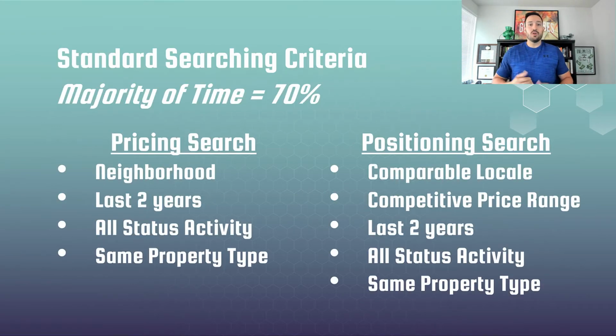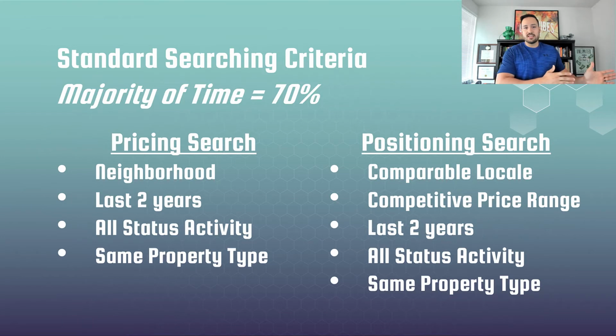So first off, what defines a standard home? This is the majority of your time, 70 to 75%. This is when a home falls into a well-defined neighborhood. When this happens, your pricing search is going to be by the neighborhood, the last 2 years, all status activity, searching by the same property type. Meaning if you're pricing a single-family home, you're going to look for single-family homes. If you're pricing a condo or a multifamily property, you're going to look for the same property type, multifamily homes.